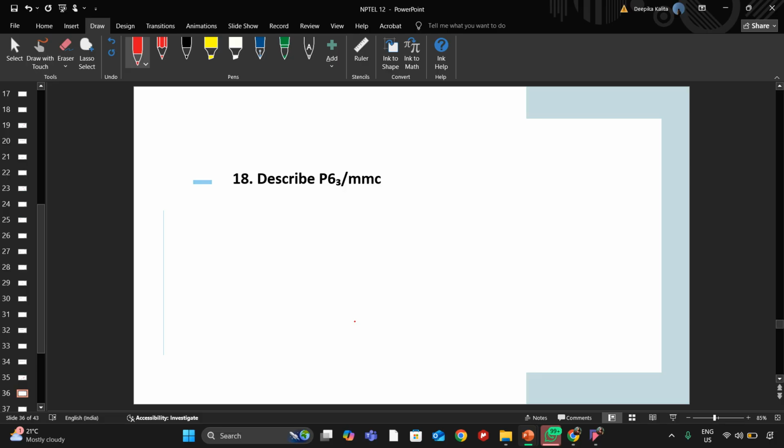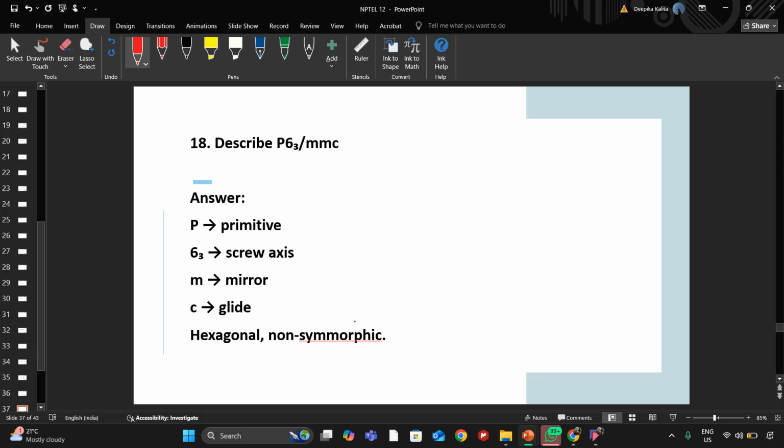Next, we have describe P63/mmc. So, here P is denoting a primitive unit cell and 63 is denoting a screw axis along the c axis. m will denote a mirror plane and c is going to denote a glide.